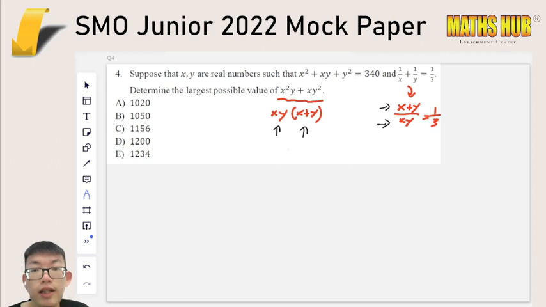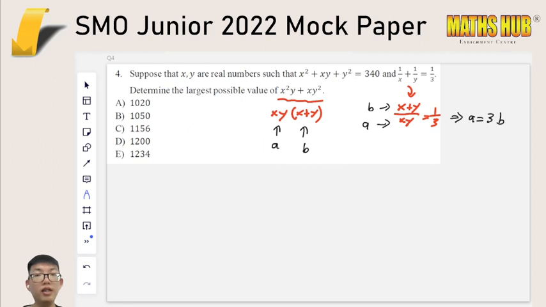So accordingly, let's call these a and b. The product we will call a, the sum we will call b. This means that b over a is 1/3, so a is equal to 3 times b. We've got one more equation, x squared plus xy plus y squared equals 340. You can see the xy there, but remember, when you're doing a substitution, you want to make the substitution complete. You don't want a half-hearted substitution where there's still a little bit of x and y and a and b. Now there are just too many variables going around.